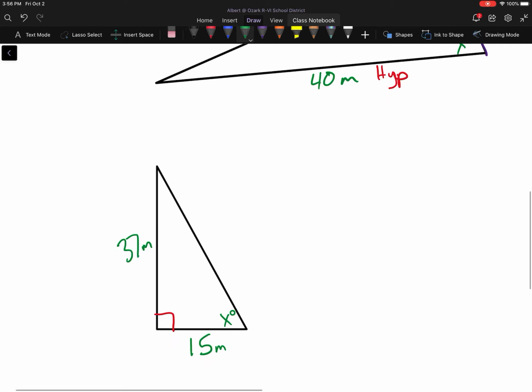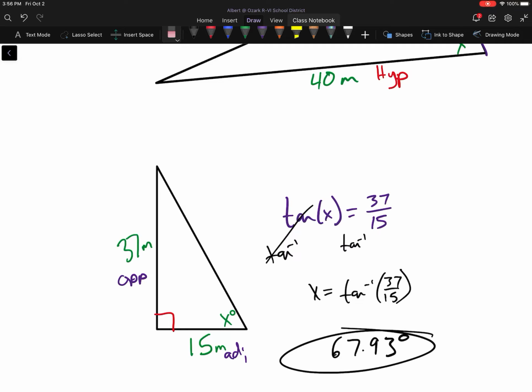Down here we'll have to set up our ratios for the labels for the sides, and we will note that we've got the opposite and the adjacent in relation to x, and so we'll be using the tangent ratio this time. So we'll set up an equation using tangent of x is equal to 37/15. We'll take the inverse tangent of both sides and get 67.93 degrees.